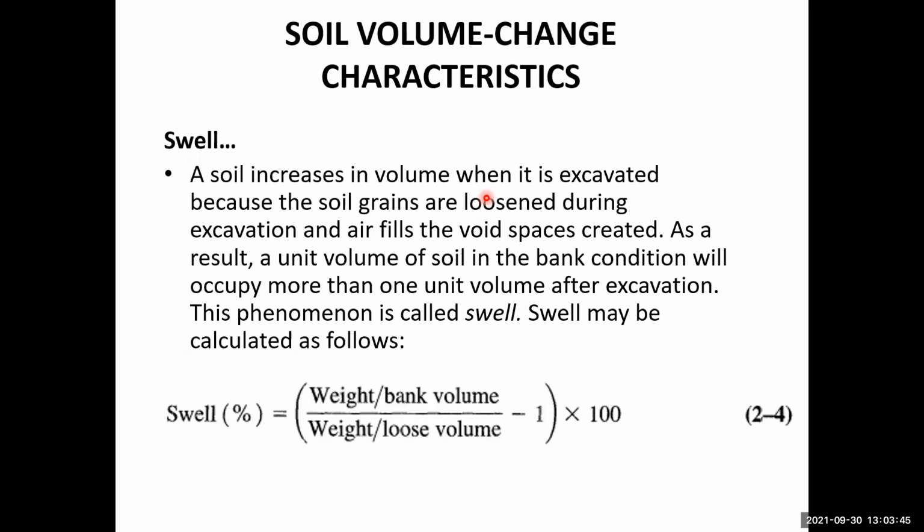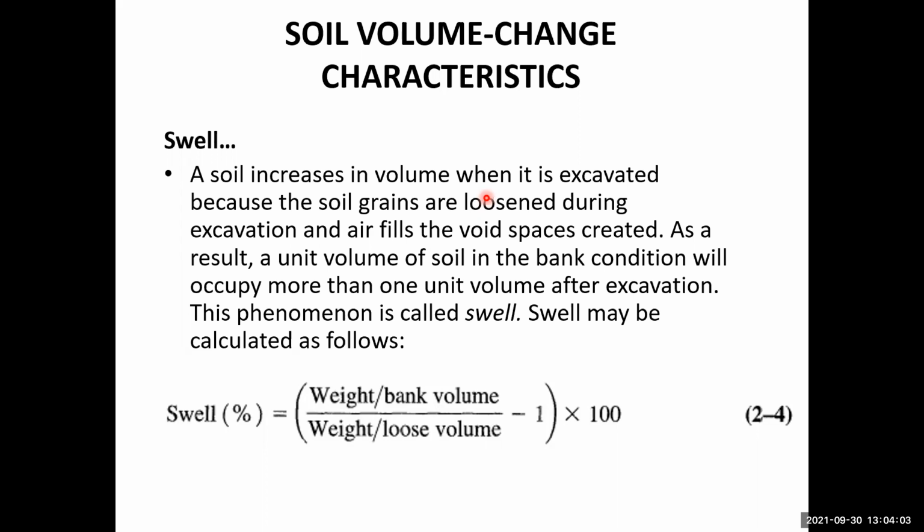So the soil becomes loose. Why? When the soil becomes loose, that condition is called the swell condition. Okay. So why is the unit volume of compacted soil in the bank condition more than after excavation?